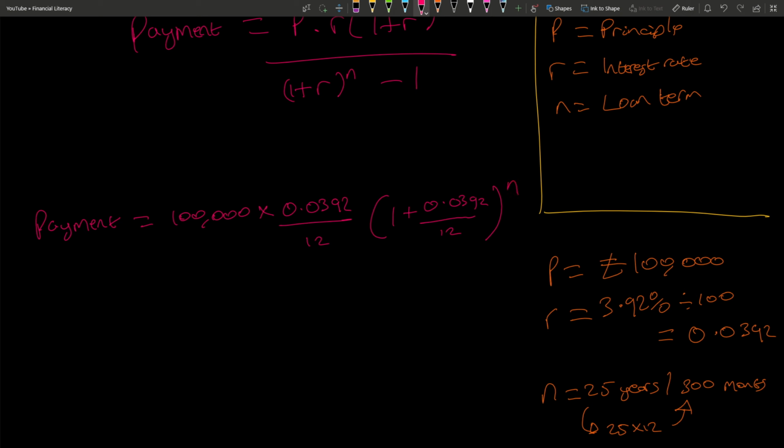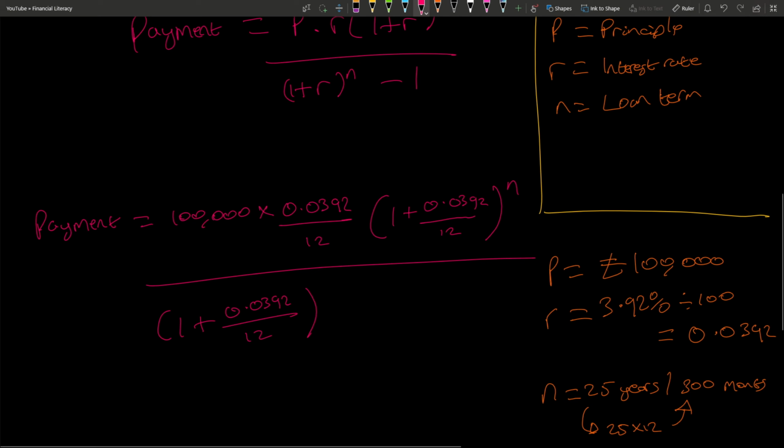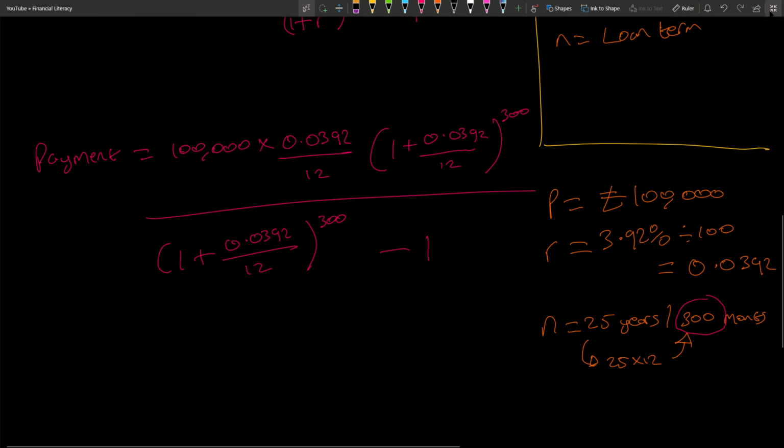To the power of n, all of this over 1 plus 0.0392 over 12 to the power, sorry, I made a little mistake. It's not a mistake. And n is basically this right here, 300, or 25 if you wanted it in years. And now minus 1.